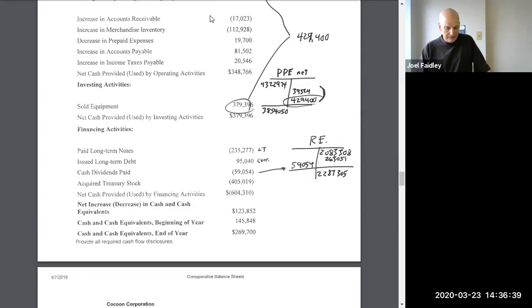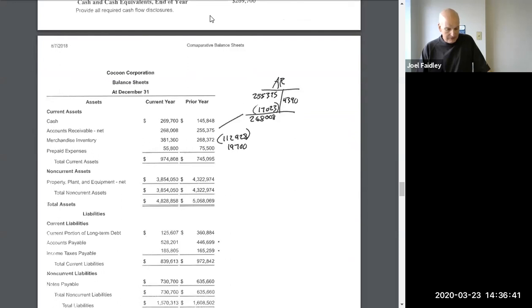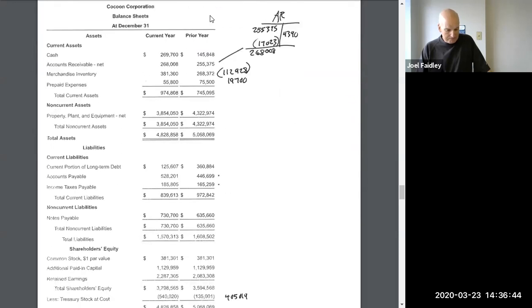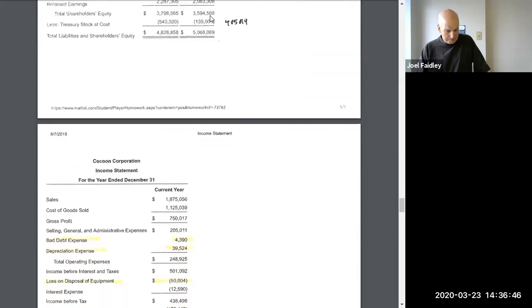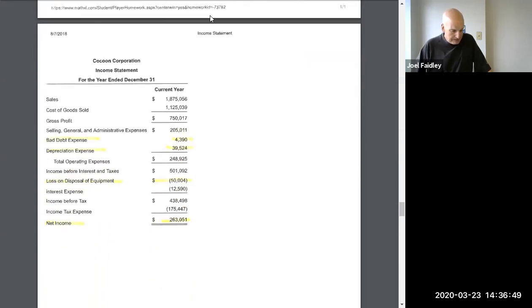They're reconciling retained earnings again. I don't know what's unique about this one. There's my income statement down at the bottom. Start with 263,051 on our statement. We add back bad debt expense. We add back depreciation expense. Oh, this one is a gain-loss problem. That's what's unique about it, much like what we did in the PowerPoint exercise. So we've got a loss of 50,004. So if you have a loss, you add it back. Right, you add it back.